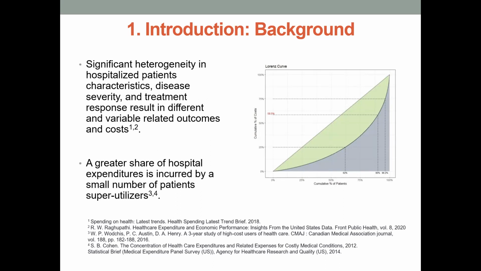So it's what we call the super utilizer of resource and cost, and you want to focus on this group in order to manage them. So a greater share of hospital expenditure is incurred by a small number of patients that we call super utilizers or high cost users.